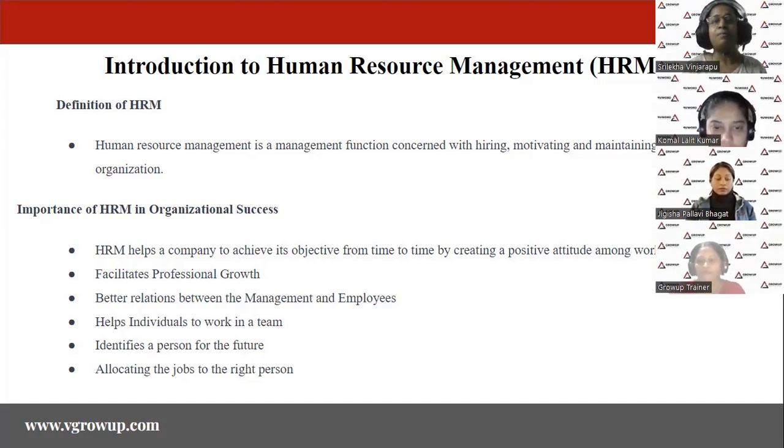It also identifies a person for the future. If any person is doing very good performance at work, then the management can identify that person for the next role in the coming appraisal. This is identifying a person for the future, and allocating the right jobs to the right person. This is basically recruitment. So this is the definition and the importance of human resource management in any organization. I'll move on to the next slide.